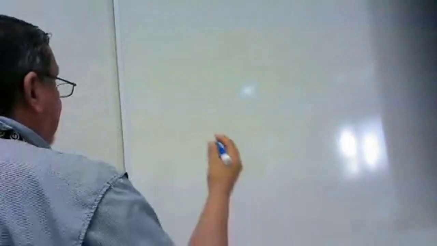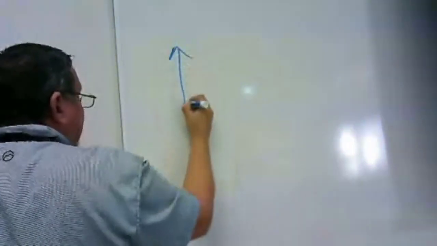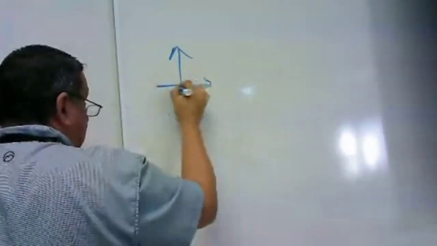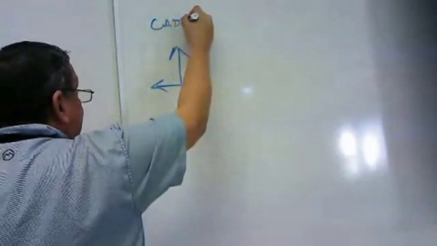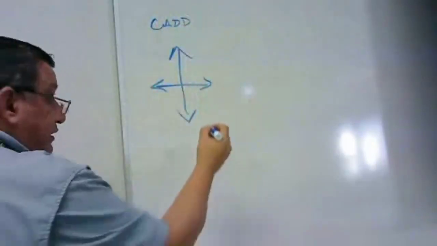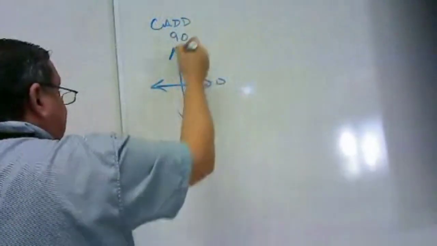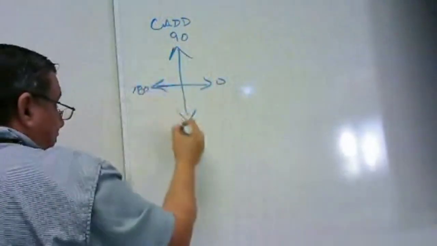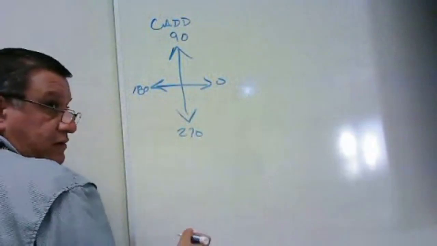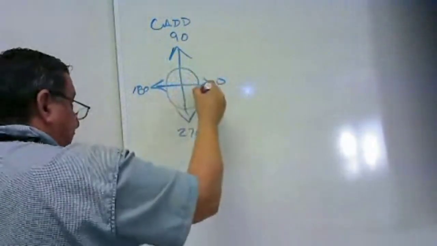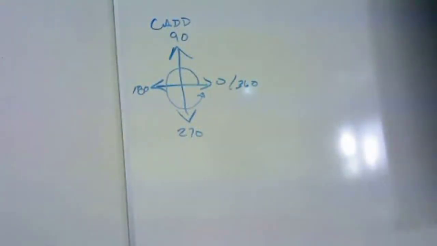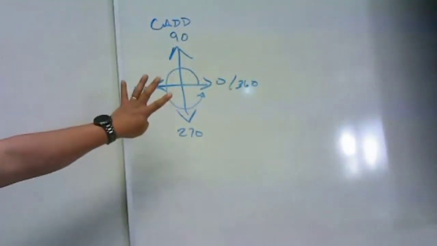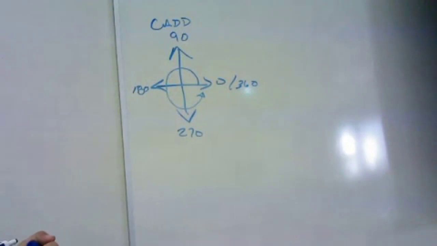All right. So, real quick, I'm going to show you two things. Number one, CAD, regular CAD, right? 0, 90, 180, 270, and you measure angles like that, all the way back to 360. Yes? You should know that. That's AutoCAD. That's how you measure in AutoCAD. Okay?